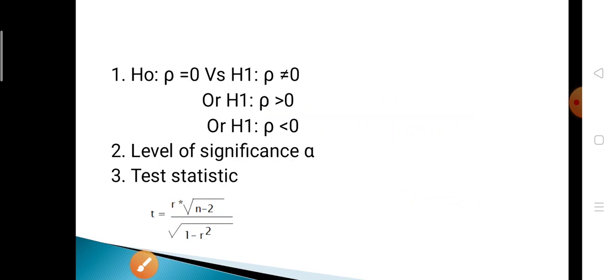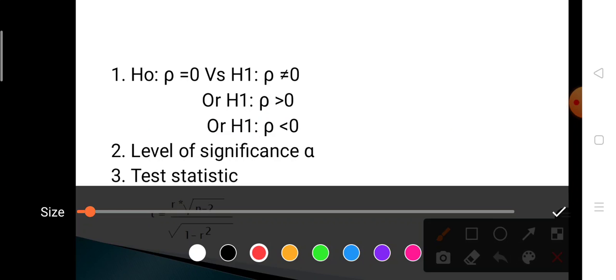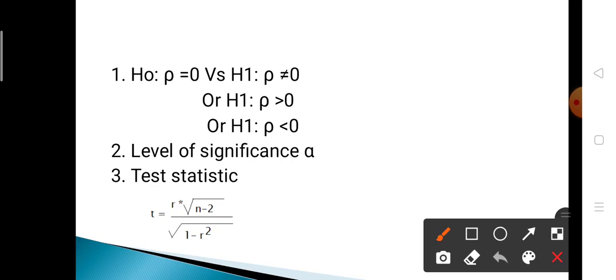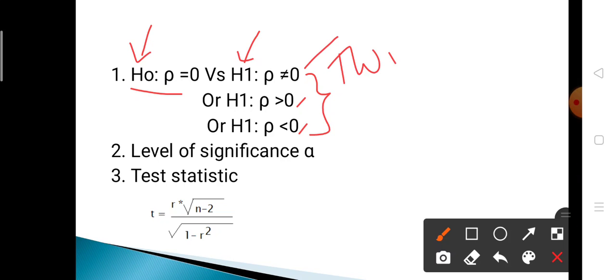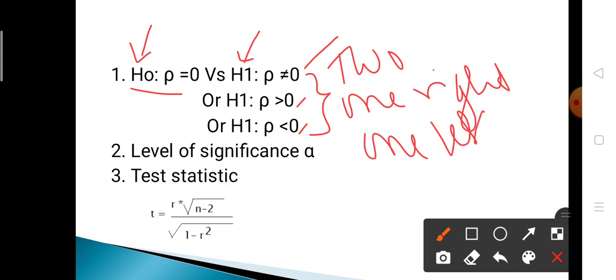So the first step involved in the testing of hypothesis is to formulate the null and alternative hypothesis. The null hypothesis is denoted by H0 and the alternative hypothesis is denoted by H1 or HA. Here H0 is rho equal to 0, versus the alternative hypothesis. There are three cases: rho not equal to 0, rho greater than 0, or rho less than 0. Not equal to means a two-sided test, rho greater than 0 means a one-sided right test, and rho less than 0 means a one-sided left test.